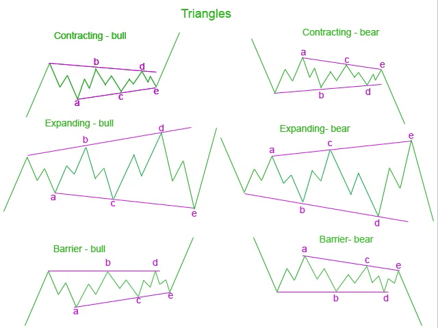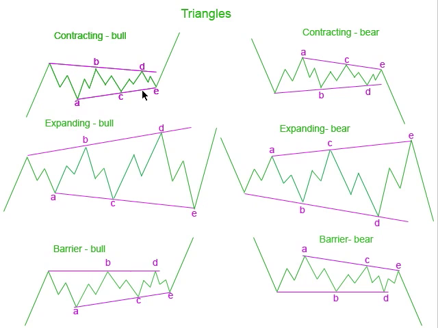The main rules for triangles are different for each different type. For a contracting triangle, wave C cannot move beyond the end of A, and E cannot move beyond the end of C. Likewise, D cannot move beyond the end of B. Therefore, the triangle is contracting. Trend lines drawn along the upper and the lower edge must move together.